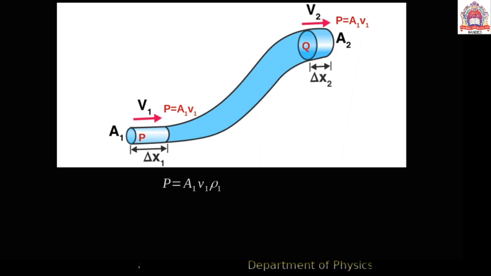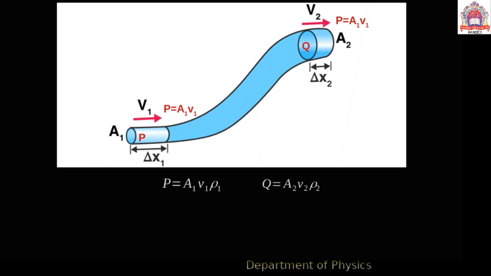So if we know the densities, that is, rho 1 and rho 2 are the densities of the liquid at the two sections, then the mass of the liquid entering per second at P is A1 V1 rho 1, and the mass of the liquid leaving per second at Q is A2 V2 rho 2.